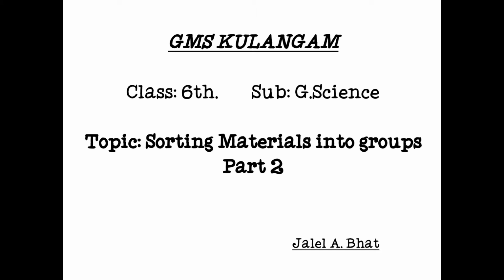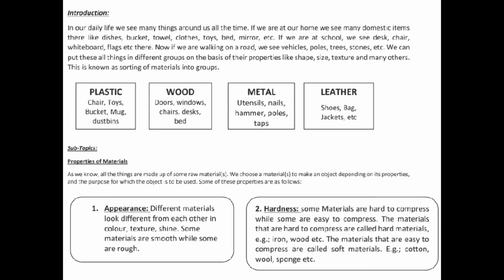Okay, open your textbook of general science. Yesterday we talked about sorting materials into groups. In that we discussed how sorting of materials is important and how we can actually sort the materials, depending upon the raw materials used in making those things. Let's talk about the same topic, the second part of the same topic. Okay, so let's start.